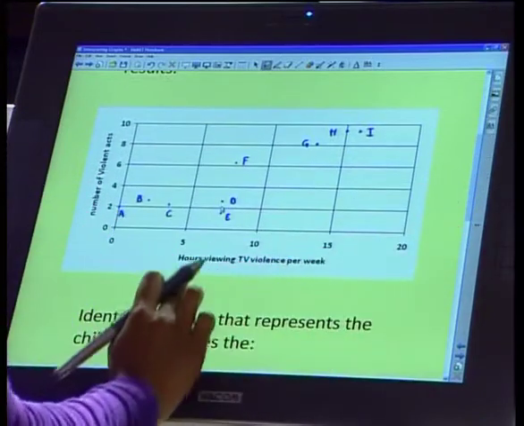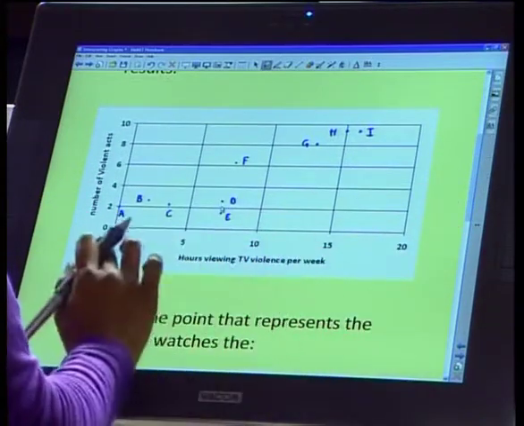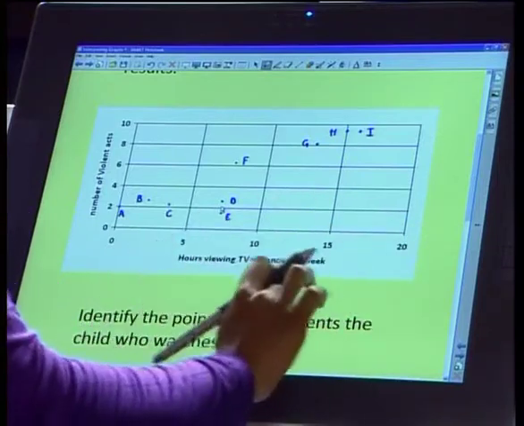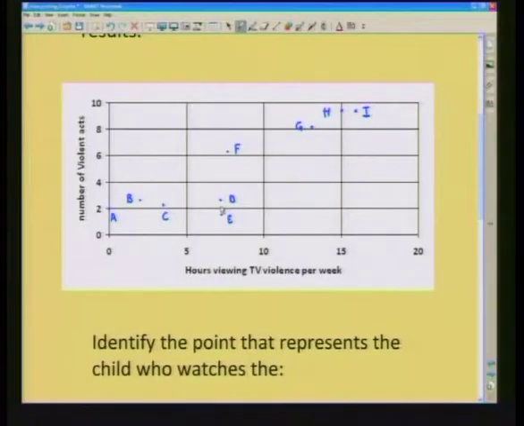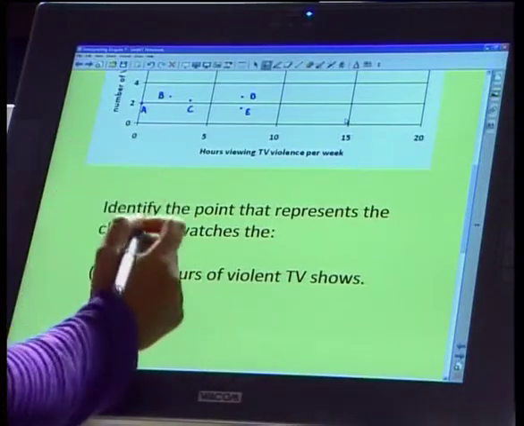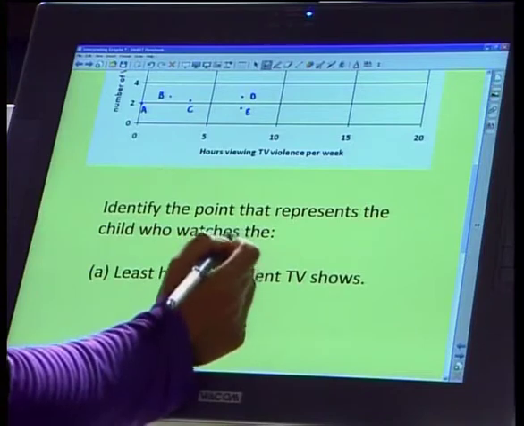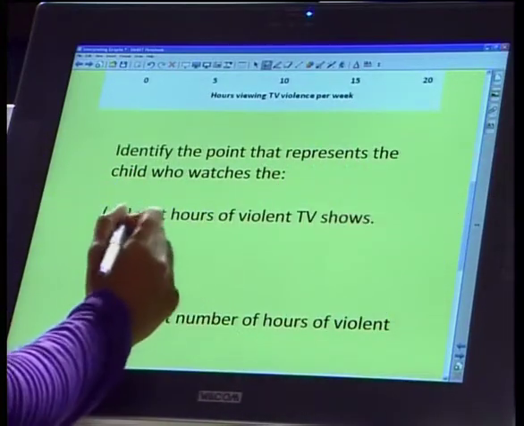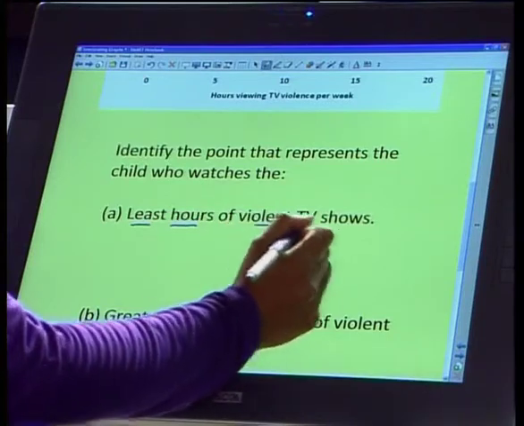And you can see it's labeled hours viewing TV violence per week. That's on the x-axis, so that you can identify as your independent variable. And then the number of violent acts. So straight away, what this graph is suggesting is that the number of violent acts that these kids commit is directly influenced by the number of hours that they spend watching TV. So let's have a look if that is in fact the case. And there's a whole lot of points scattered throughout that graph. So here they say, identify the point that represents the child who watches, and in the first case, we're looking at the least hours of violent TV shows.